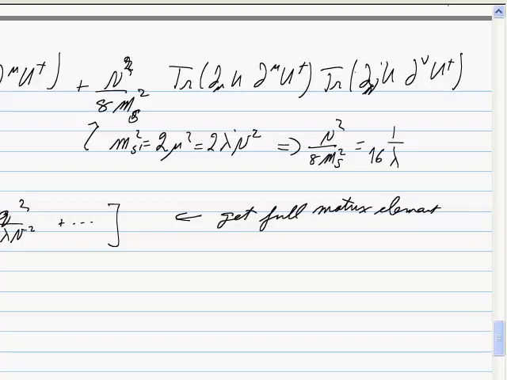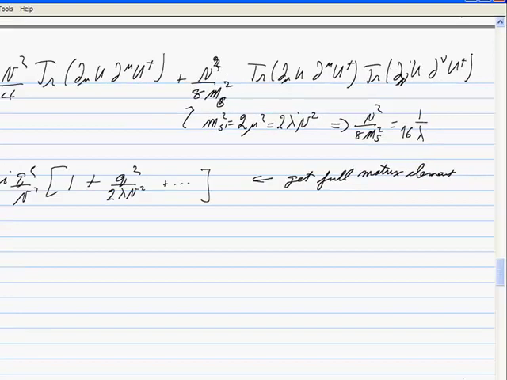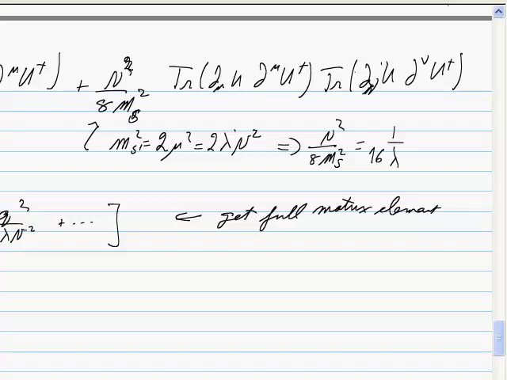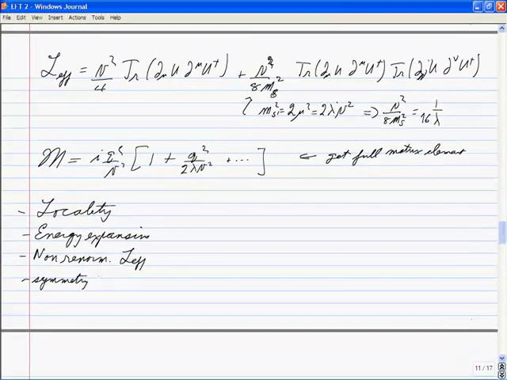Okay, so we've seen the following. We've seen locality, we've seen the energy expansion, we've seen the fact that we end up with a non-renormalizable L effective, and we've seen that the symmetry is, in this case, not broken.